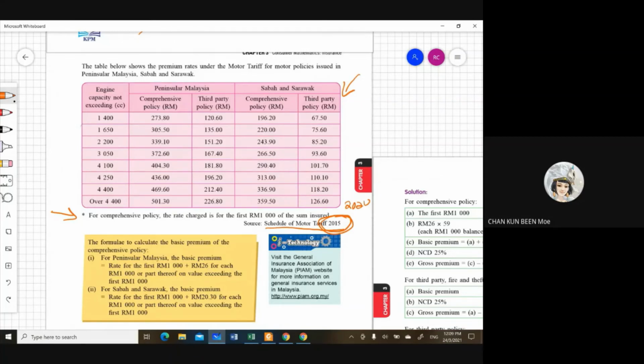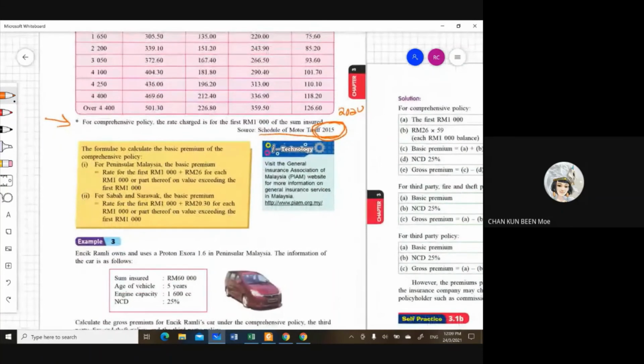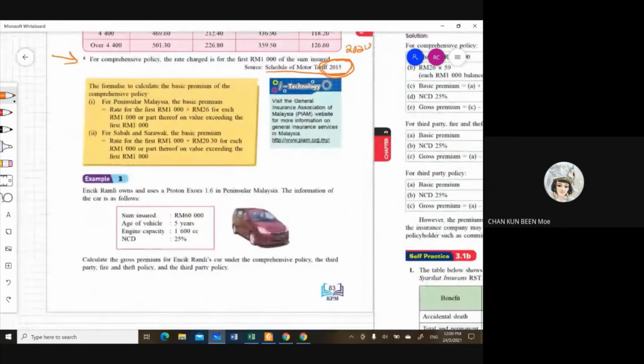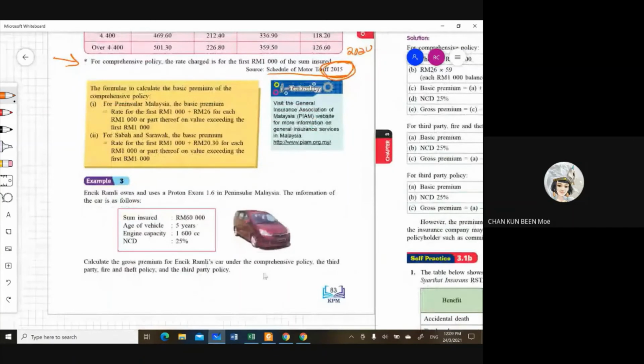Okay, now let us see how to do the calculation for the premium of motor. Just now you calculated the premium of life insurance. Remember, that is the face value over RM X multiplied with the rate. But when it comes to motor, it's a bit different for Peninsular and also Sabah and Sarawak. You can see the formula given here. For the first one, if you stay in Peninsular Malaysia, the basic premium will be equal to the rate for the first 1,000 ringgit, plus 26 ringgit for each 1,000 or part thereof. No need to worry about this, I'm going to show you later, on the value exceeding the first 1,000.